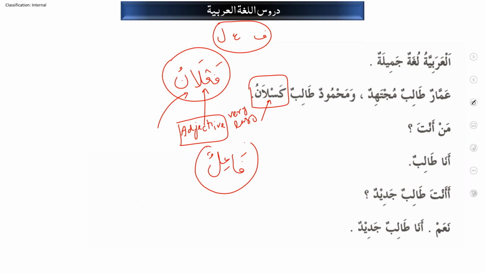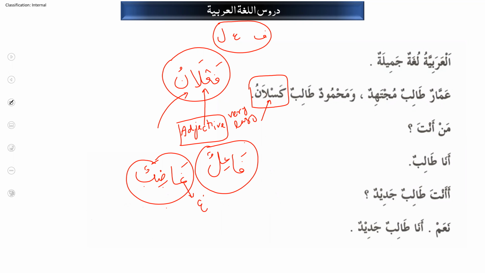It means the doer, someone who is doing. For example, I'll say ghadibun. Ana ghadibun. I am angry. Ghadibun. I am hungry. Actually, in this ghadibun, the real letters are ghain, dad, and ba.